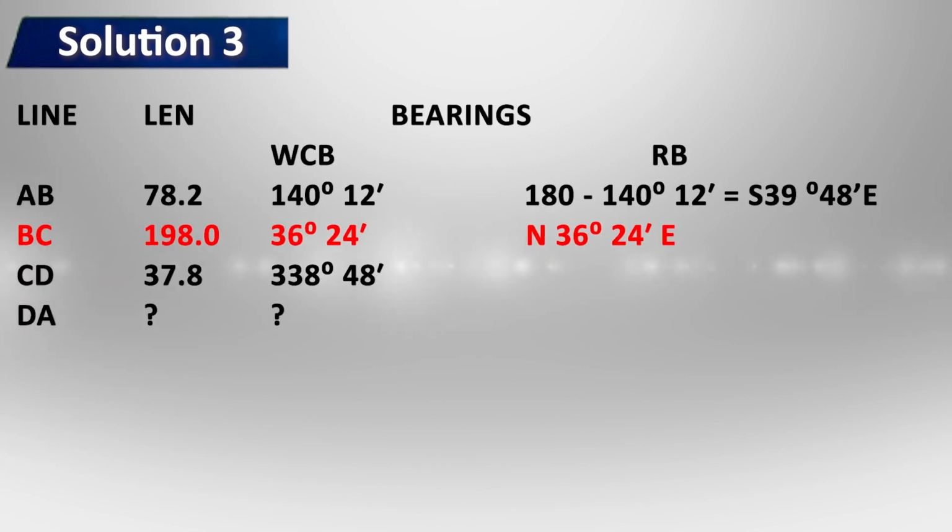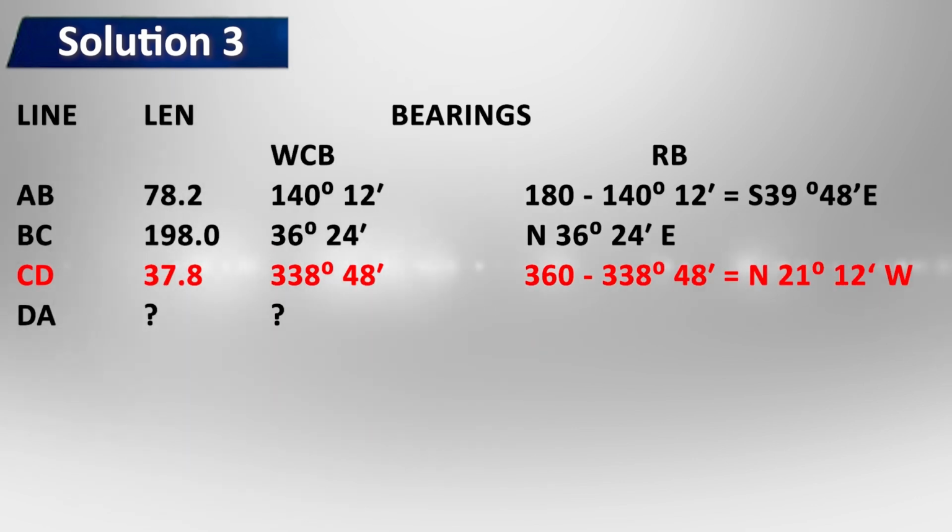The whole circle bearing of the line BC is 36 degrees 24 minutes measured from north in clockwise direction. So the line is in the northeast quadrant itself. That means in the reduced bearing system, it will be designated as north measured towards east. So the value of the bearing would be the same, and the reading measured from north toward east will be equal to north 36 degrees 24 minutes east.